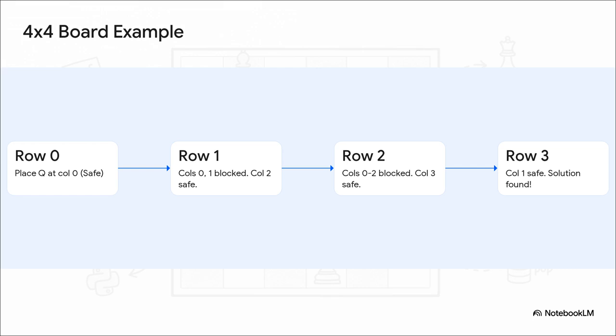We check the spots and boom, column 1 is safe. We did it. We found a perfect sequence. Columns 0, 2, 3, and 1. We just built a solution vector.